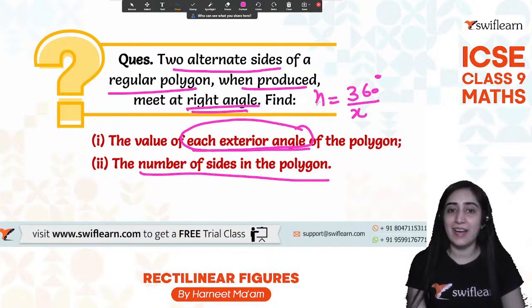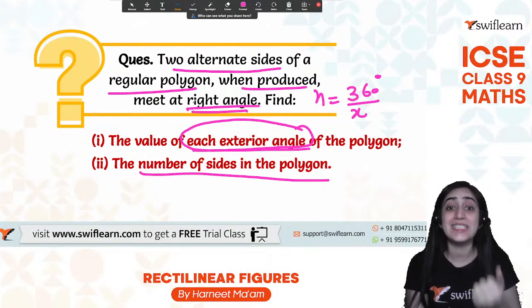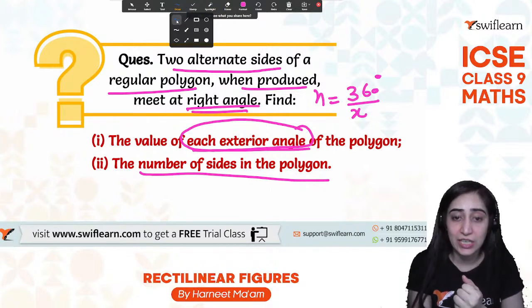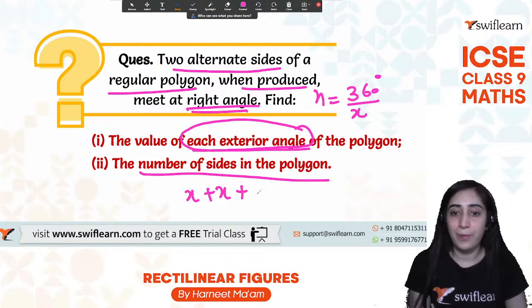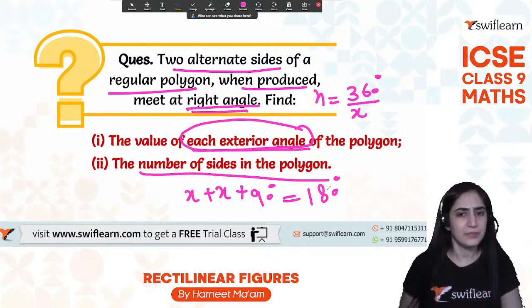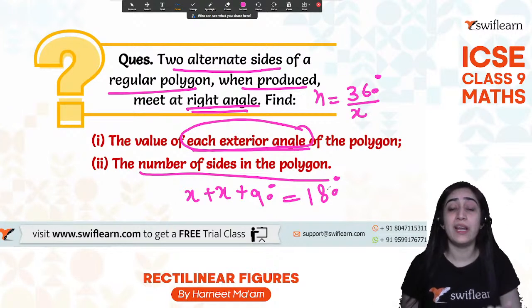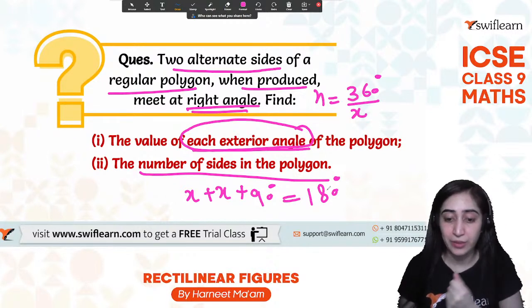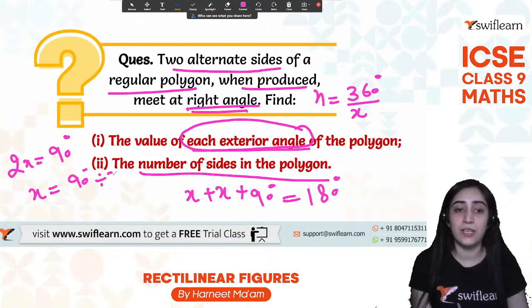Now they are saying that we add the two, so what do we get? We get the value as how much? 90 degree. So what does that mean? That means that x plus 90 degree will be equals to 180 degree. Is that true? क्योंकि हम दो चीजों को ऐड कर रहे हैं. x plus 90 degree will give us the value of 180 degree. So that gives me 2x is equals to 90 degree. x is equals to 90 degree divided by 2. x is equals to 45 degree.